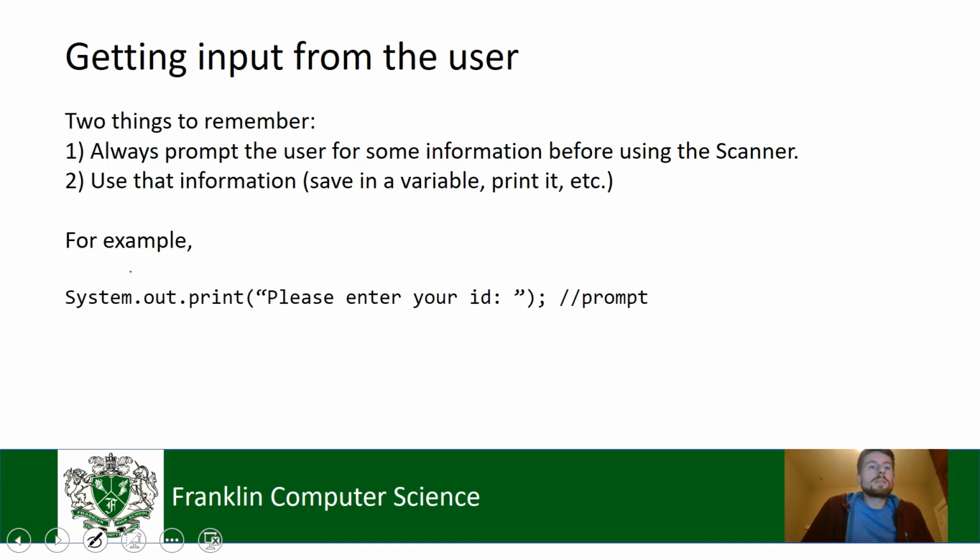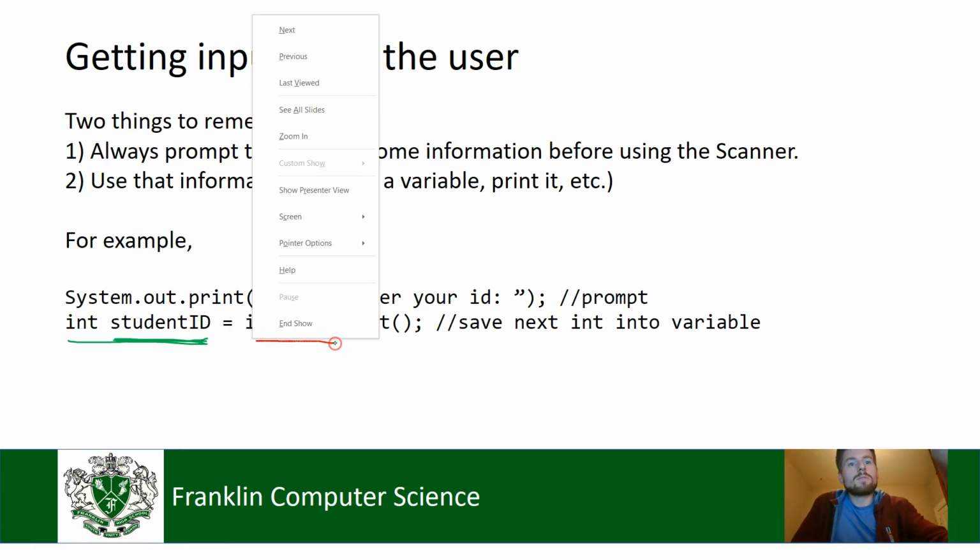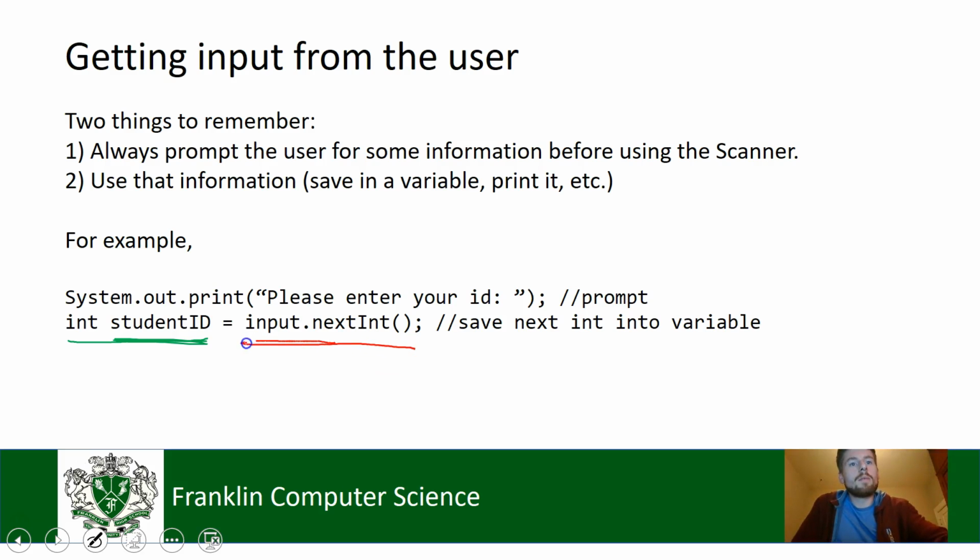We've got a prompt where we say, please enter your ID. So System.out.print, please enter your ID. And then on the next line, this is kind of the new thing. Here's the variable that we're saving. It's an int, and we're saving it in a variable called studentID. And here's the new thing over here: our input.nextInt method call that's going to grab the next integer from the user.